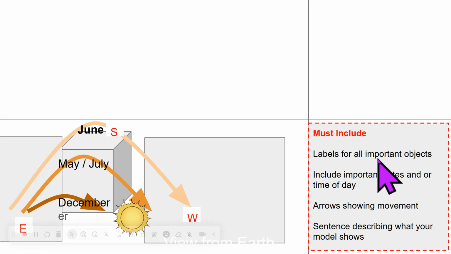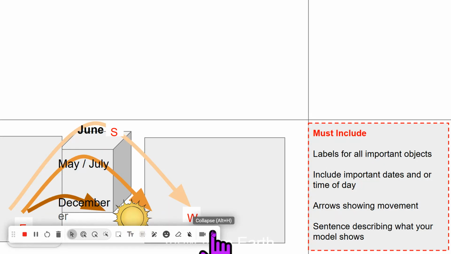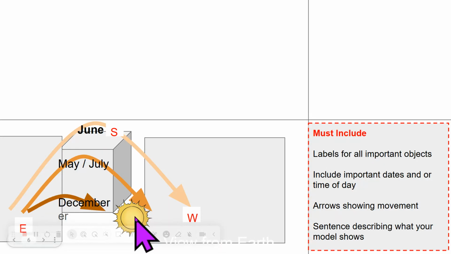Okay. You want to make sure you have important objects, so the buildings are important. The sun is important. But the biggest labels that are important are showing why, in the pattern that we've seen of sunrise and sunset over the course of the year, May and July fall right in the middle of that pattern. This is where they fall in that pattern. And then you write a sentence describing what your model shows. That's part of what you're going to work on. What does this show? But this is a good view from Earth model.